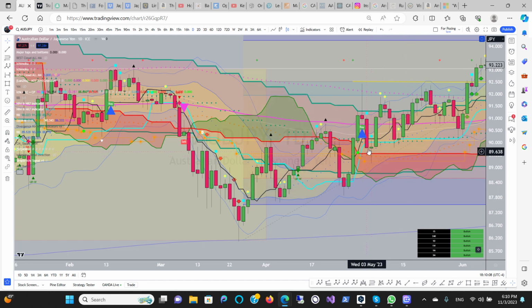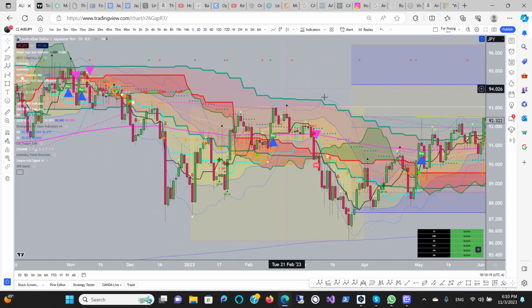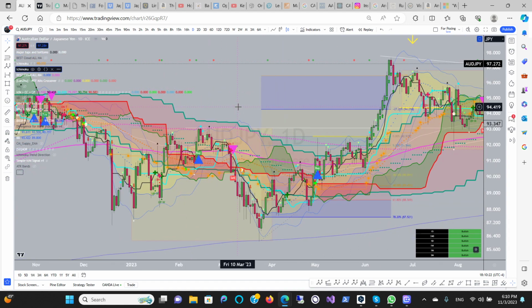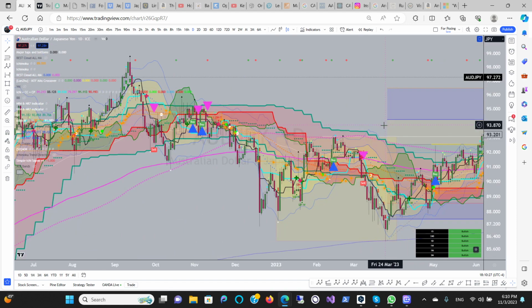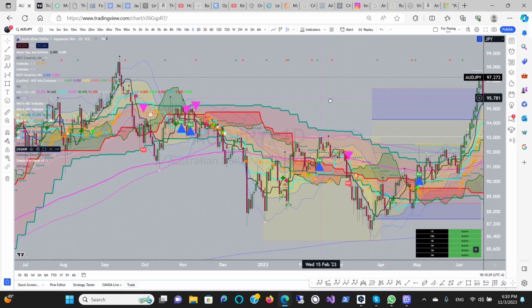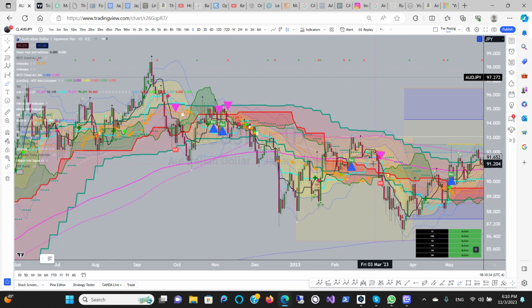So we would avoid all this. We wouldn't buy this pullback. We wouldn't buy this pullback. We would buy this pullback though. Here I also marked that this would have been some type of cup with handle pattern, right? You see the price moving up.